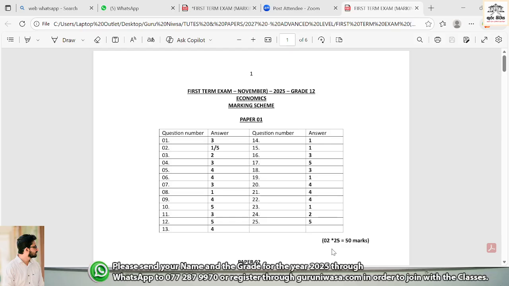Yes, Deepna. In MCQ number 7, what is the answer, sir? Number 7, the answer is the third one. Sir, I have written the third answer. Oh, then you had it wrong.